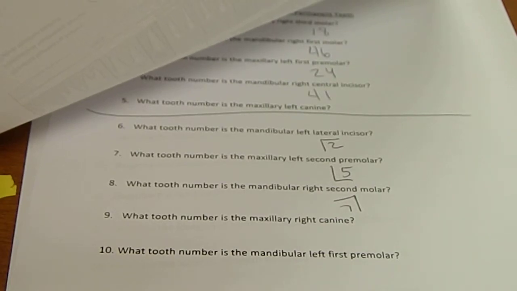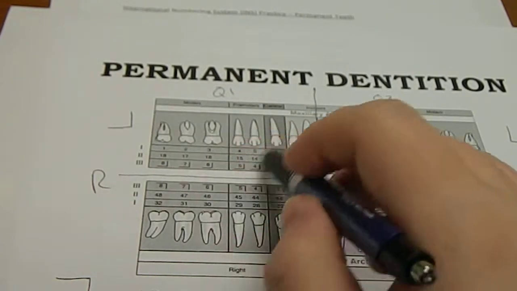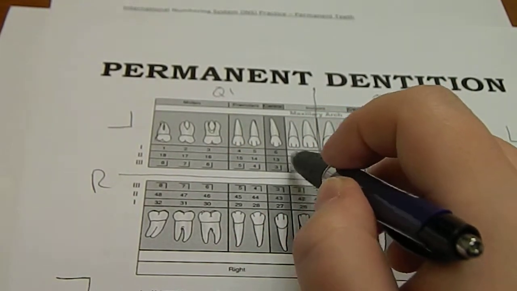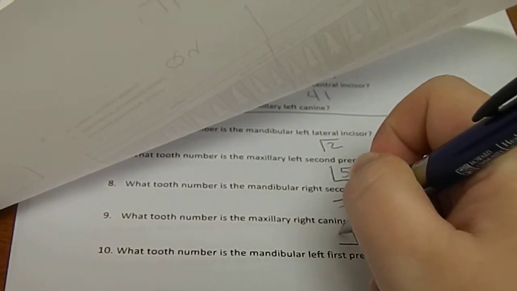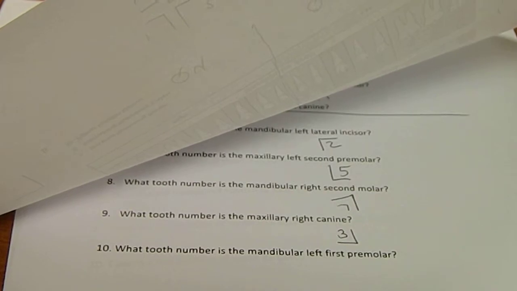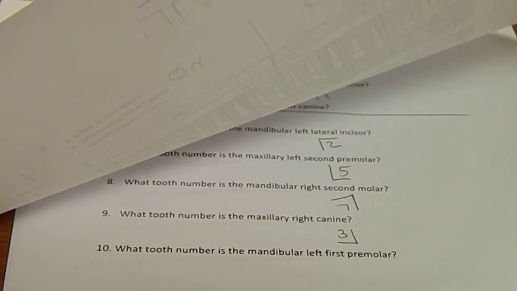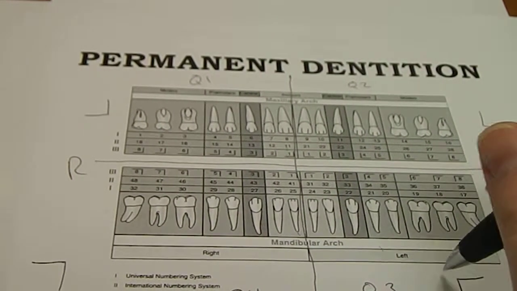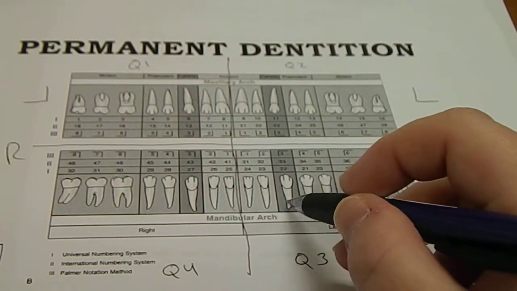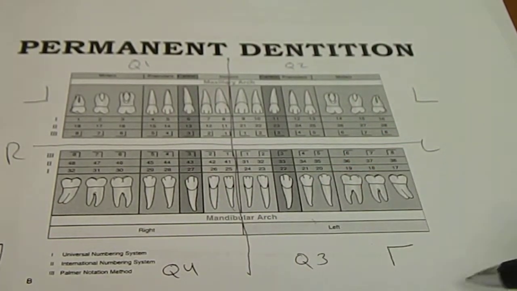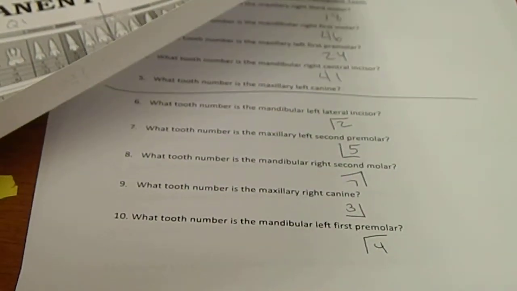What tooth is the maxillary right canine? So now we're back on the upper arch in quadrant 1. Here's our canine. 1, 2, 3. We're going to have a backwards L and a number 3 inside. And then last, what tooth number is the mandibular left first premolar? So again, we're on the mandible, we're on the left-hand side, and we're looking at the first premolar. So 1, 2, 3, 4 inside this upside down L. And that is the Palmar notation.